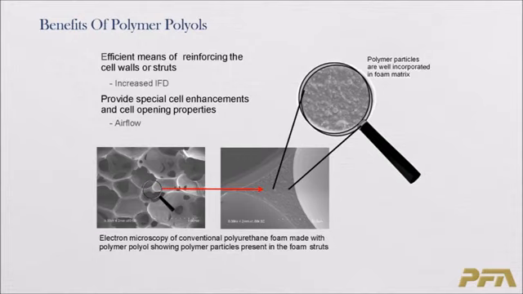So this is an electron micrograph. You look at the cells here, the cell wall, and then you zoom in on it. You can see that the polymer particles are very well incorporated into the cell wall of the foam. The other main benefit is that they can provide some cell opening type properties to the foam, giving a more open cell structure. So you'll see here that maybe not all the cells are open, and if you look closely, you might even see a ghost image in some of the cells there, just for Halloween.